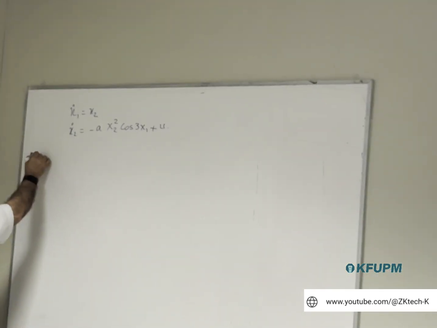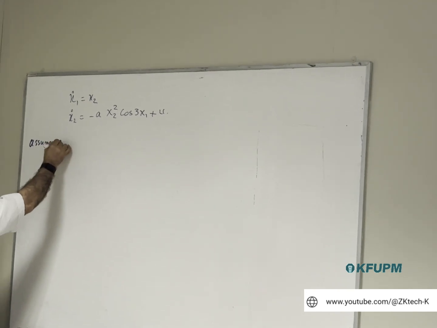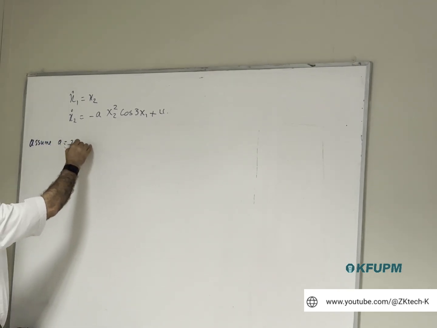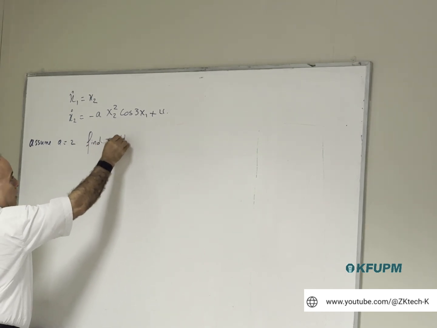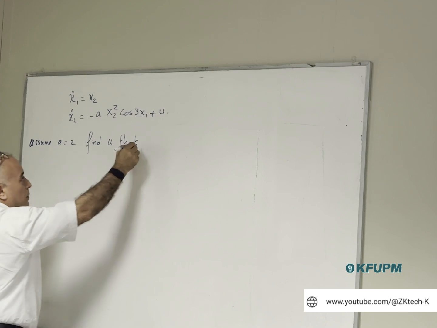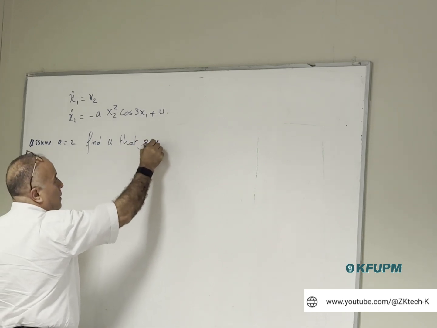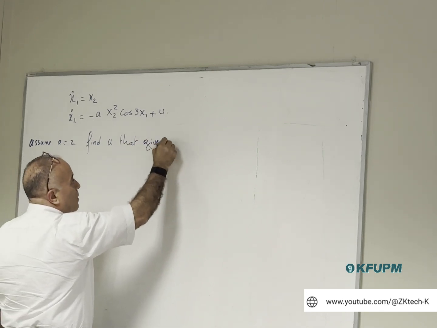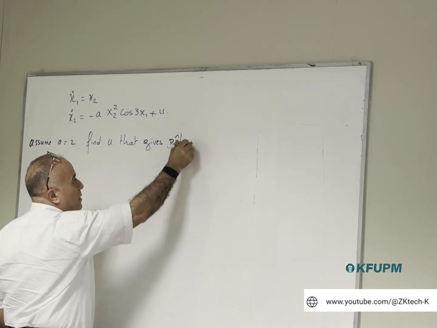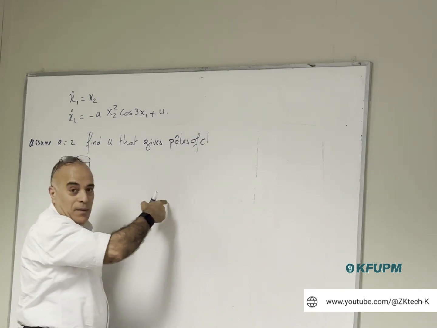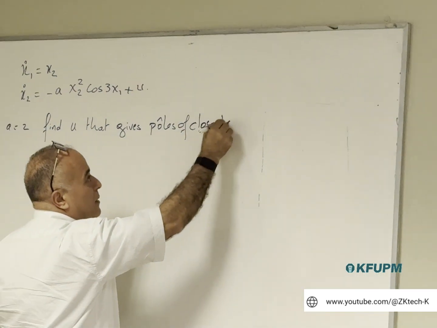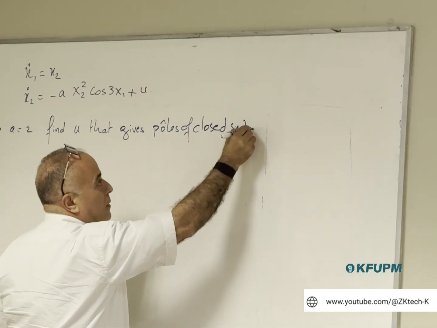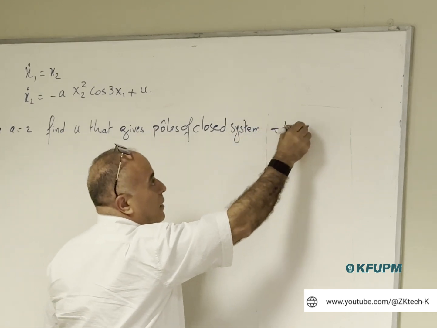Assume that A is well known. Assume A is equal to 2. Find u that, I don't know, gives me a closed loop system. I'm building the question now. Closed loop system: 2, minus 1 and minus 2.